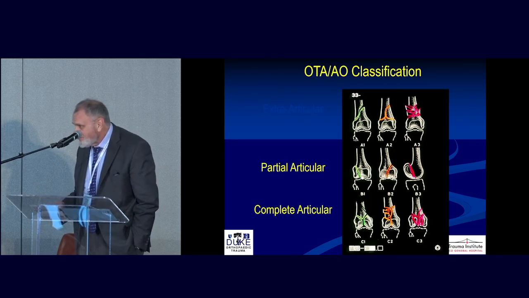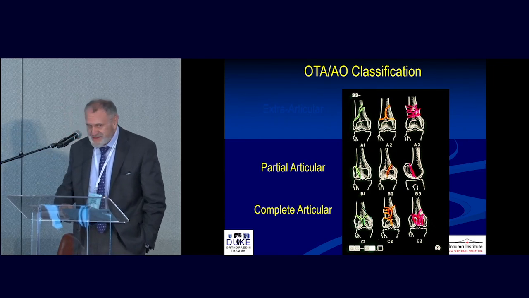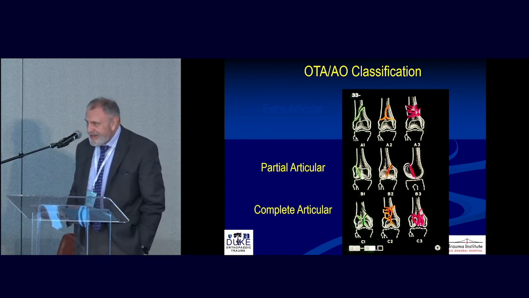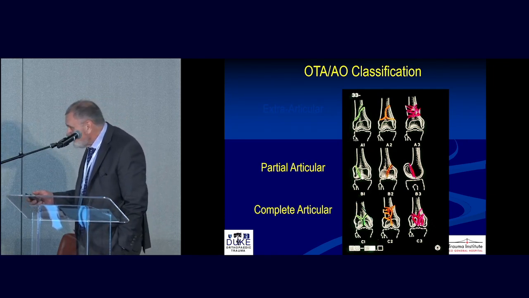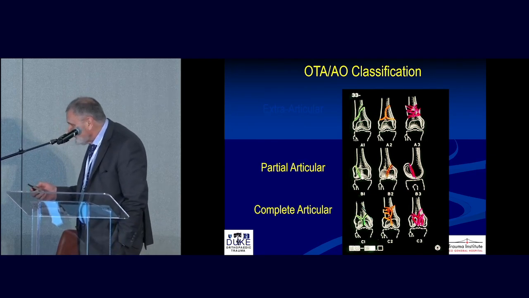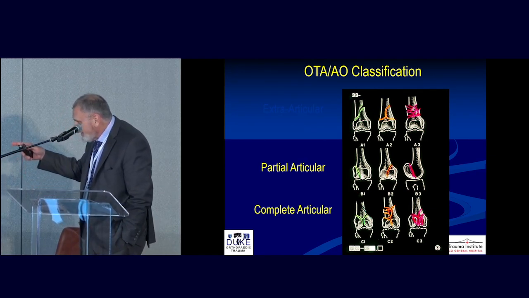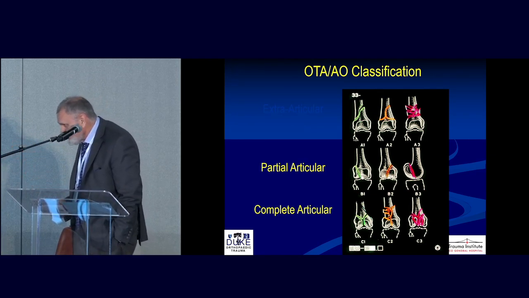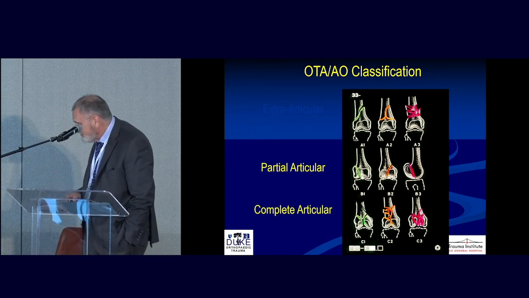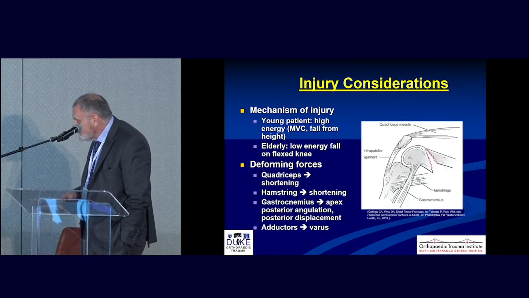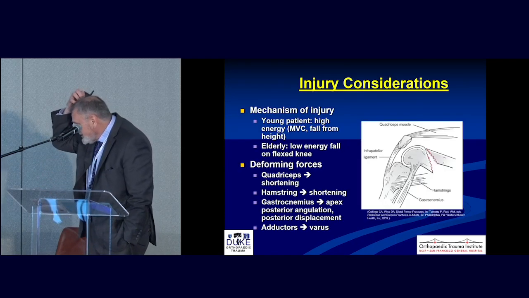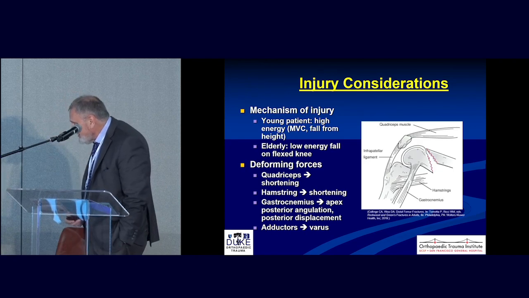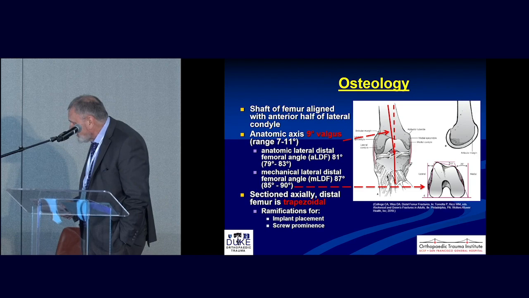So I can't outdo Christian's talk from this morning, but I'll try to supplement it and review a little bit. This is the one area in the body where the OTA-AO classification actually is useful. And largely we're going to be talking about the C3s, the 33 C3s, but we'll talk a little bit about C2s. You know, the injury considerations, they're always a complicated injury. They're usually associated with deforming forces that are problematic we have to overcome.